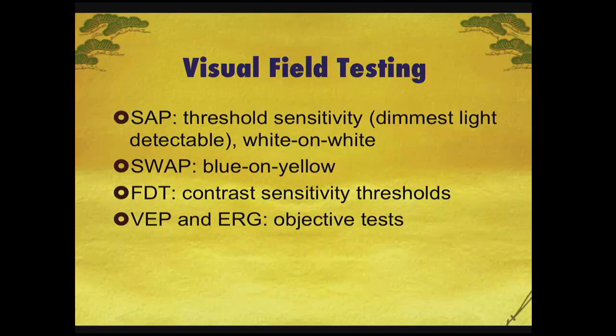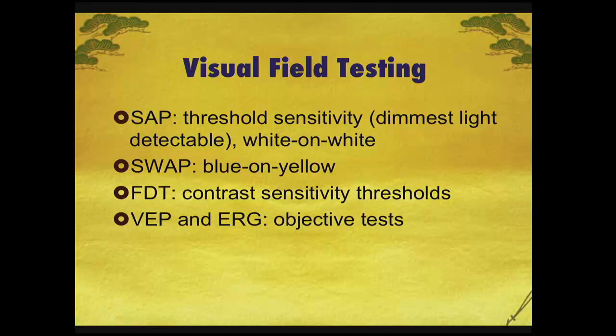There are a number of different types of visual field testing. There's standard automated perimetry, SAP for short, and this tests for the threshold where a patient can just barely see the light. The test is looking for the dimmest light that the patient can see 50% of the time. And this is with a white light against a white background.